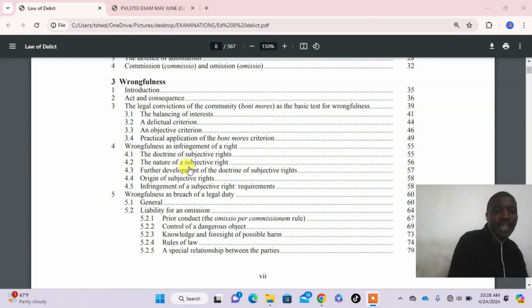Wrongfulness is based on the boni mores of the community. The boni mores is what the community considers as community morality. In the community there is a morality, and another thing, there is what we call the legal duty. Let me give an example of a legal duty. It is the legal duty of a municipality to keep the robots on and to ensure that all sewage pipes are in order and safe from danger.